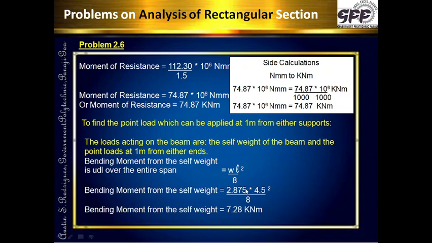So 2.875 multiplied by L squared, where L is 4.5, we get the bending moment from the self weight of the beam, which is a UDL throughout the span, as 7.28 kilonewton meter. Please note the overall bending moment it can take, its internal resistance towards bending moment, is 74.87, out of which the self weight bending moment is 7.28.